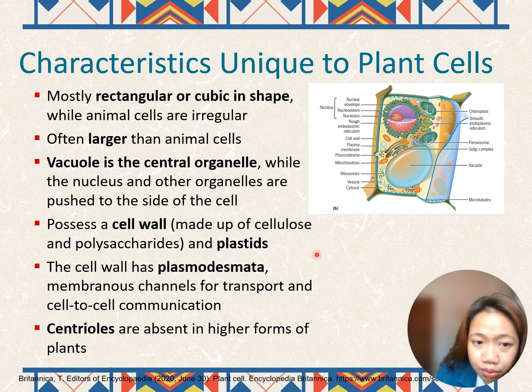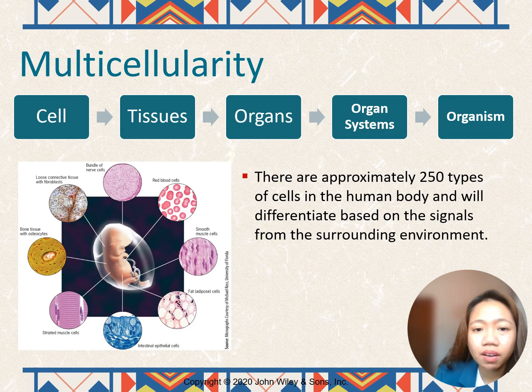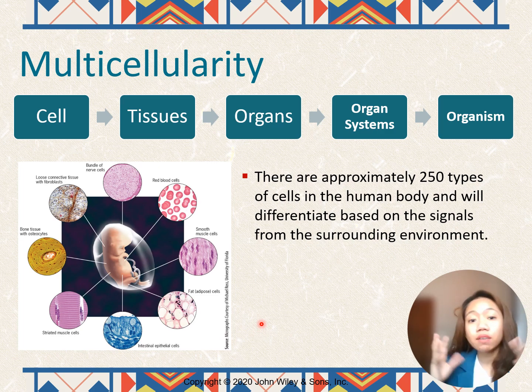Okay, so here we go again. Characteristics unique to plant cells. You can read this on your own, but pretty much this was what I have mentioned in the previous part of the video. All right, so now that we have cells that are complex and can communicate with one another, it opens the door to the ability of eukaryotes to have multicellular structures, or basically multicellularity.